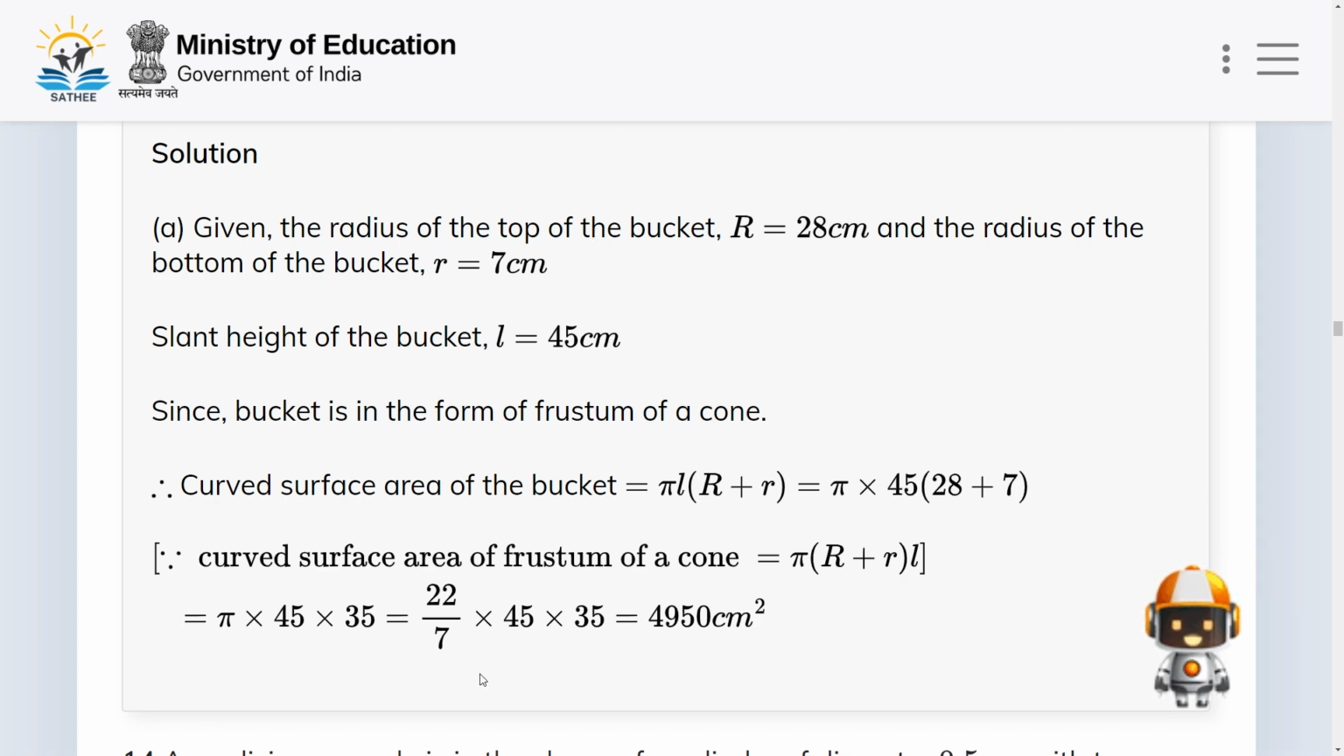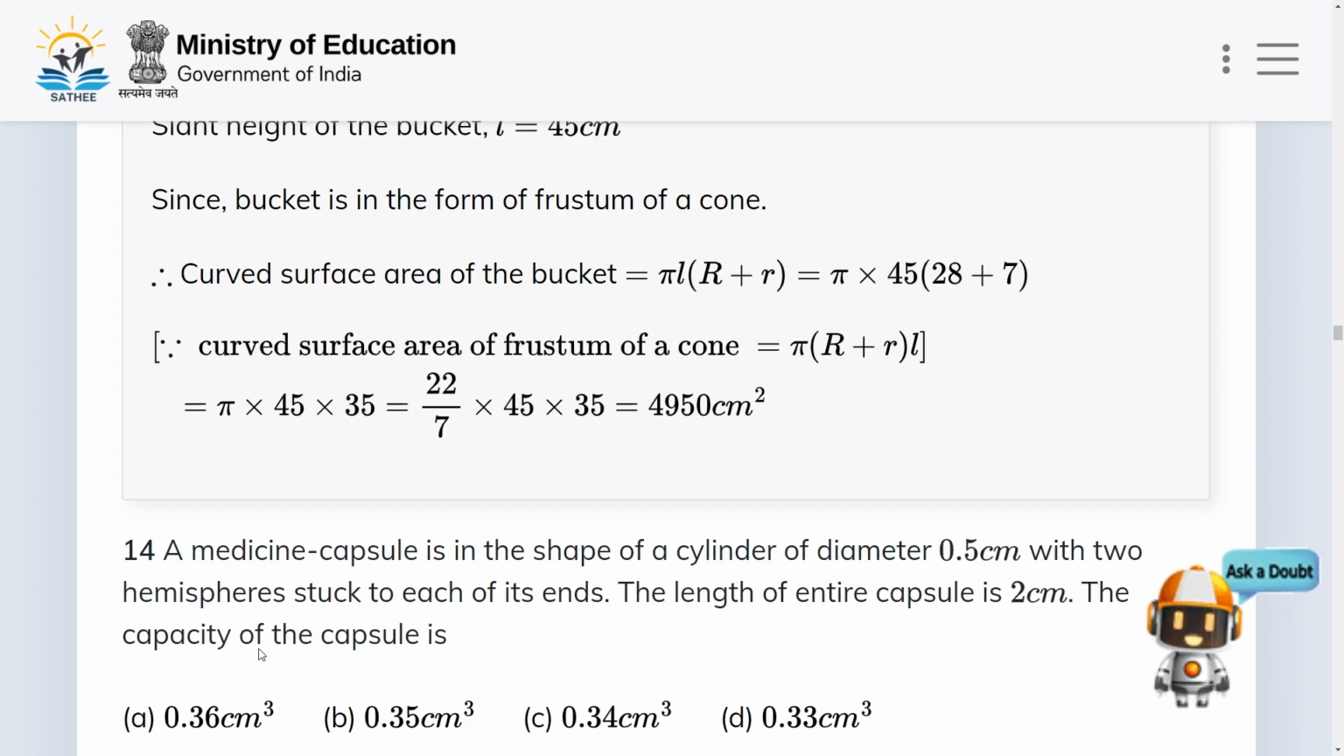Since we know the curved surface area of a frustum of a cone is equal to pi times (R plus r) times L, where R is the radius of the top of the bucket and small r is the radius of the bottom of the bucket. So now if we calculate it, we'll get pi times 45 times 35, and this is equal to 22 by 7 times 45 into 35, which is equal to 4950 centimeter square. So the curved surface area of the bucket is equal to 4950 centimeter square.